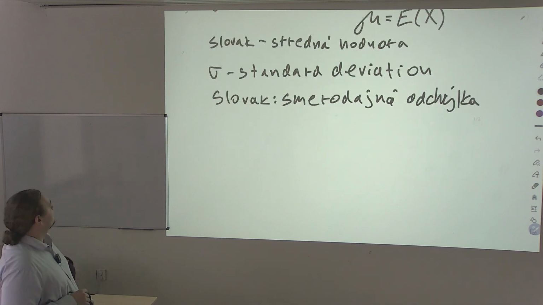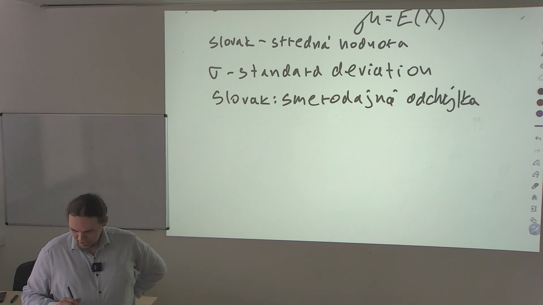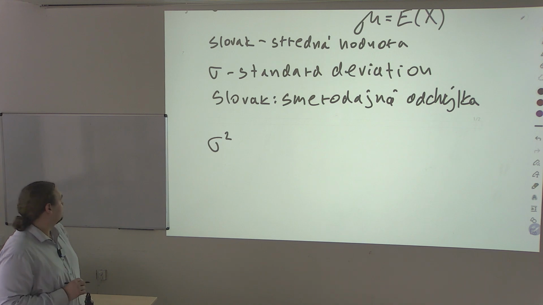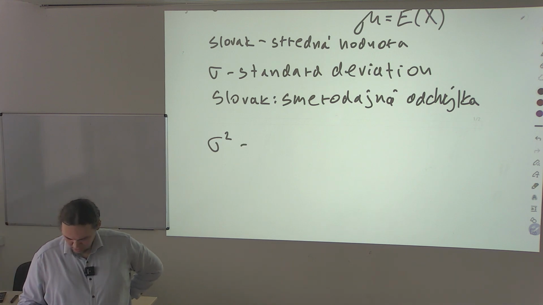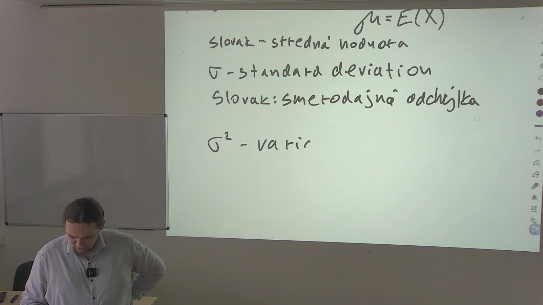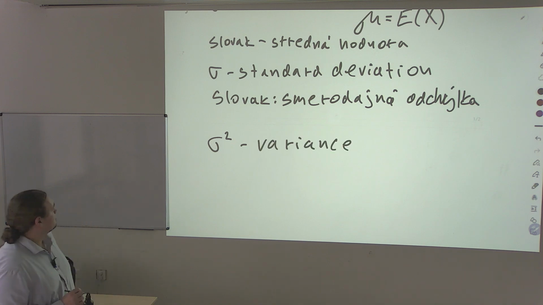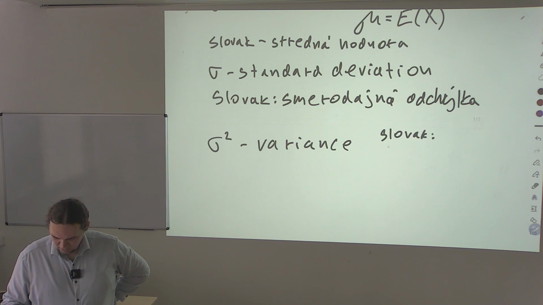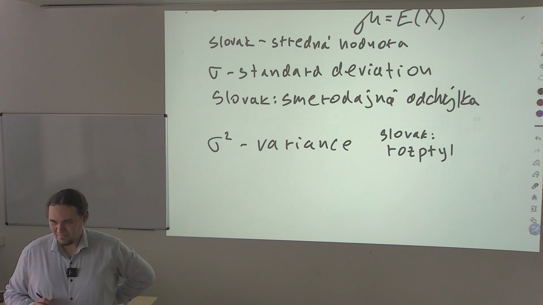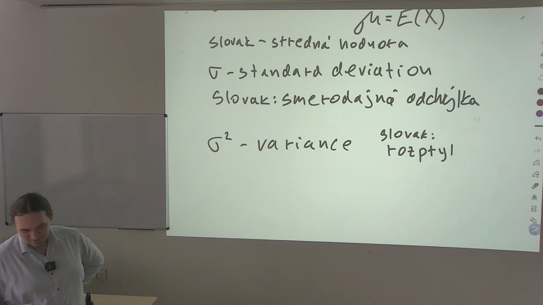We'll see in a second what it does. Sigma square in English is called variance. We will talk a lot about the variance. It's a very helpful concept, and in Slovak it is rozptyl. You recall this very well.